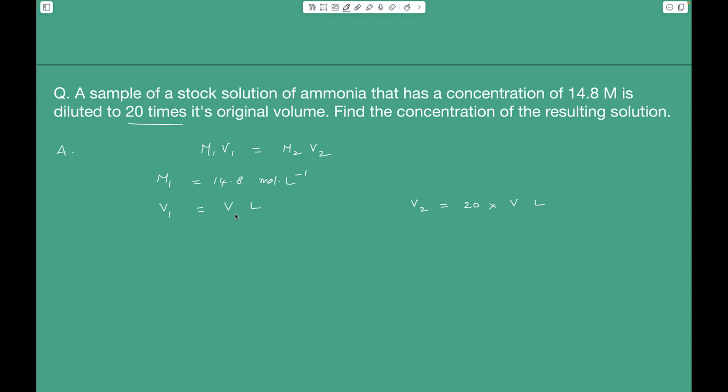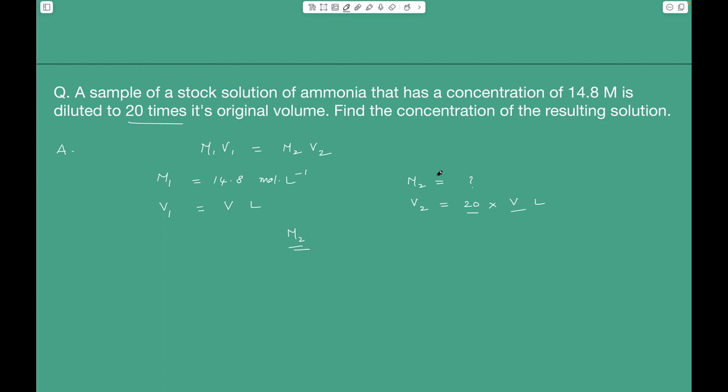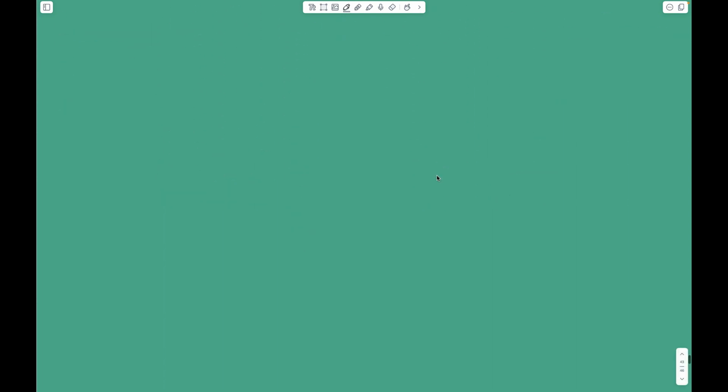Original volume of the stock solution taken is V liters. So it is diluted to 20 times its original volume. And we have to calculate the concentration of the dilute solution. Substitute these values here and simplify to get the value of M2. Now let us get back to our chemical reactions and stoichiometric calculations.